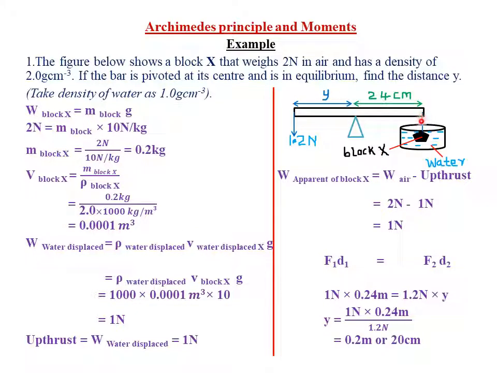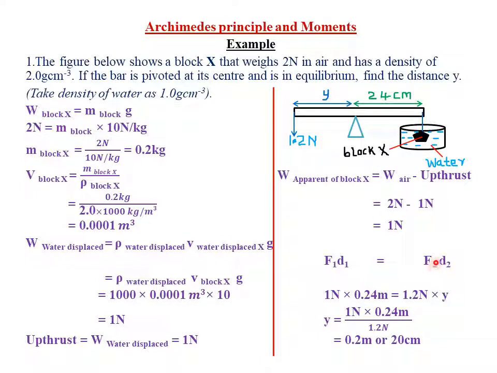So the apparent weight here will be the clockwise moment, which is F1 D1. The force F1 is the apparent weight, which you have already computed as 1 Newton. Therefore, F1 is 1 Newton. Then the perpendicular distance of the apparent weight from the pivot is 24 centimeters. So in meters, we simply take 24 over 100, which gives us 0.24 meters.